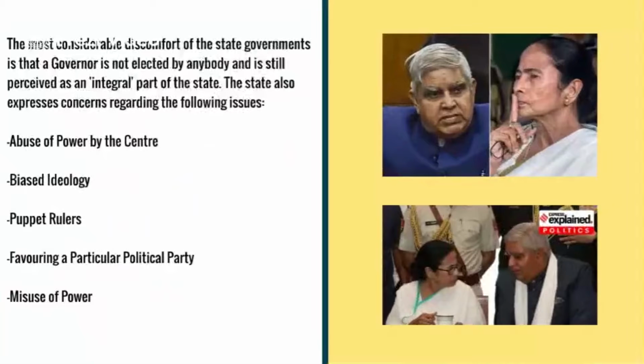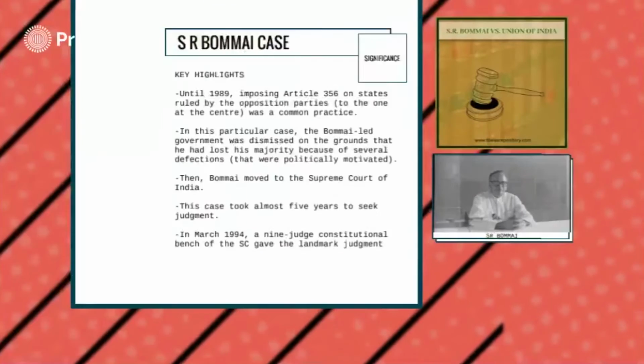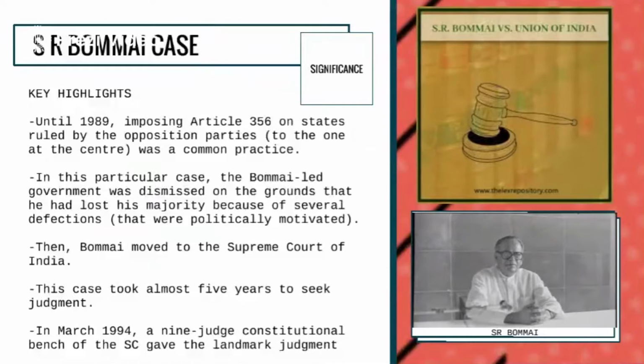Now, we will delve deeper into these points and understand them better through a few case laws. SR Bommai case. This case is a landmark case when it comes to Article 356 or the President's Rule. SR Bommai was the Chief Minister of Karnataka between August 1988 and April 1989. He led a Janata Dal government which was dismissed on 21st April 1989 when President's rule was imposed in Karnataka. Until this time, imposing President's rule was a common occurrence in states ruled by the opposition.